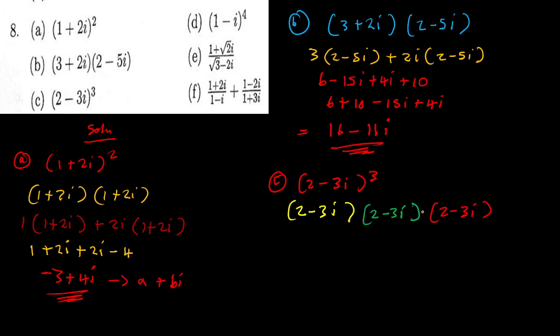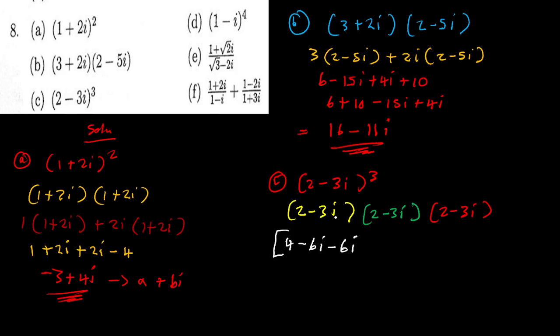Once I do this, I can easily work on this, guys. How can I work on this? I'll just simply say 2 times open bracket 2 times 2, it is 4. Then 2 times negative 3i is negative 6i. Then you know negative 3i times 2 is negative 6i.